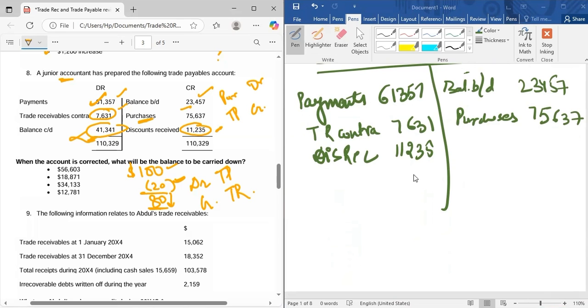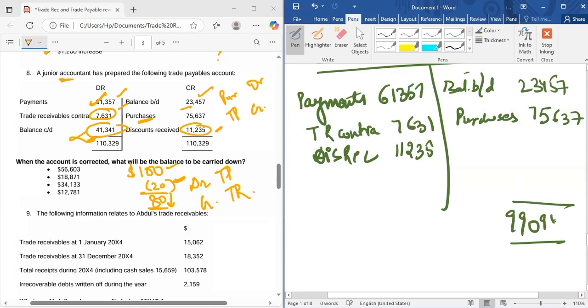So just total these sides. When you total the credit side, I'll calculate it. So add 23457 plus 75637. This is 99094. And when you total this side, the debit side, this would be 61357 plus 7631 plus 11235. So it is coming out to be 80223.